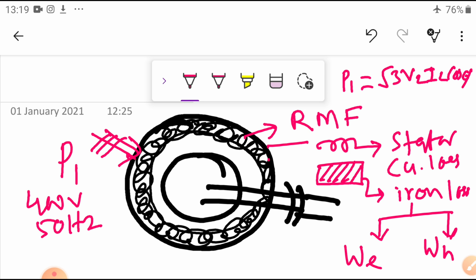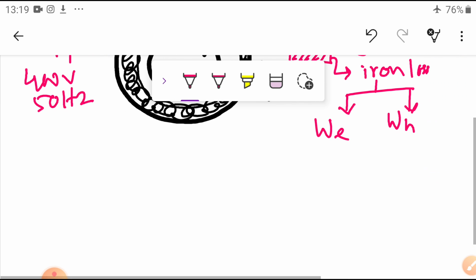That means, whatever input power P1 is given, some of the energy is utilized as heat energy in the form of copper losses and iron losses here, and the remaining power is P1 minus these two losses, the stator copper losses and stator iron losses. So we get the output of the stator. Okay, dear students, don't confuse it.